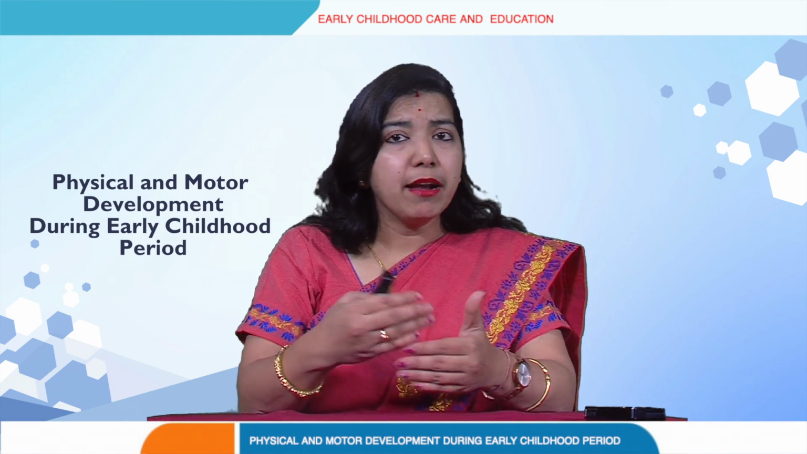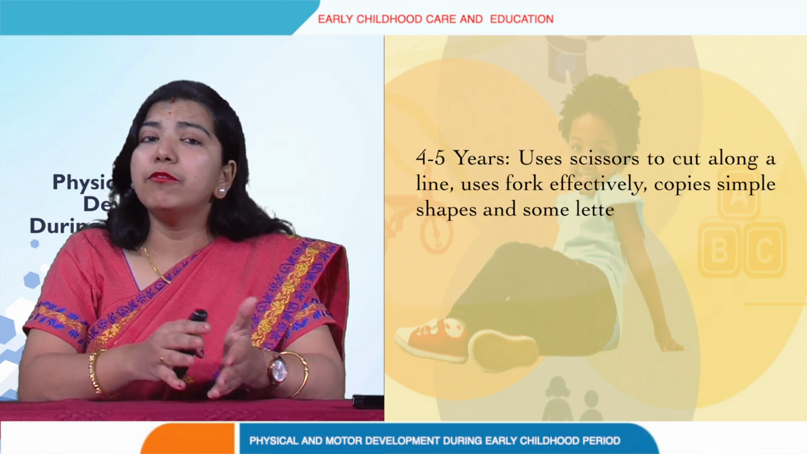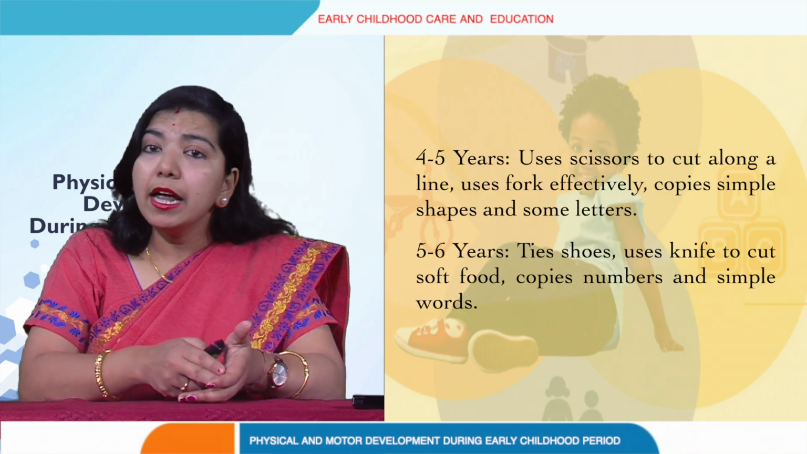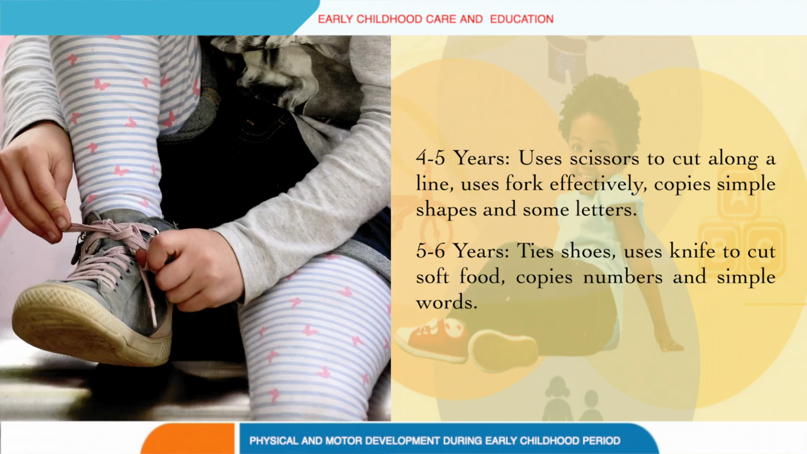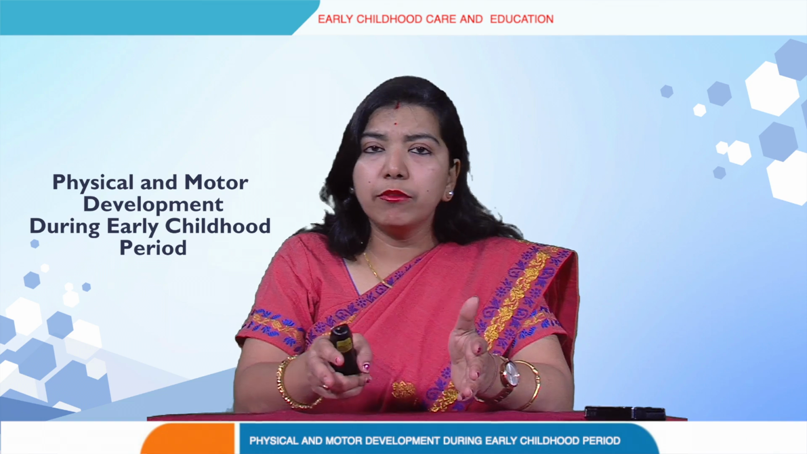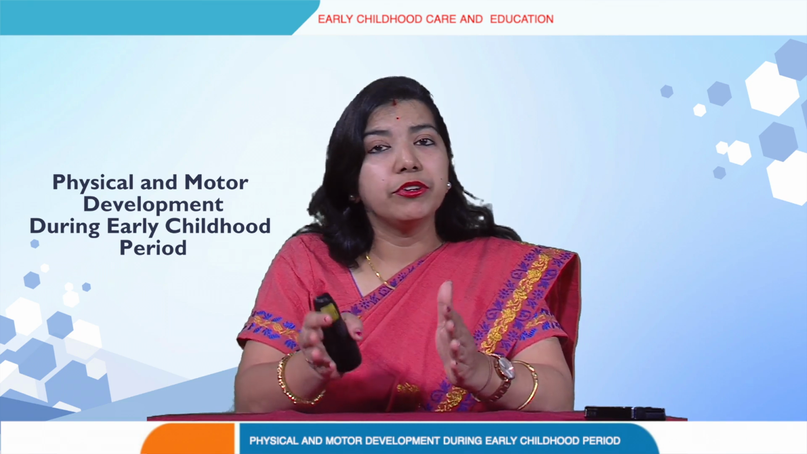Let's discuss the age-wise fine motor skills during this period. So from 2 to 3 years, they can unzip large zippers, put on and remove some clothing, and use a spoon. That means they can eat by themselves. Then during 3 to 4 years, they can serve food, work large buttons, copy a vertical line and circle, and can use scissors. Then during 4 to 5 years, they use scissors to cut along a line, use a fork effectively, copy simple shapes and some letters. Then during 5 to 6 years, they can tie shoes, use a knife to cut soft food, and copy numbers and simple words. Of course, children will vary in terms of their individual differences in these fine motor skills.